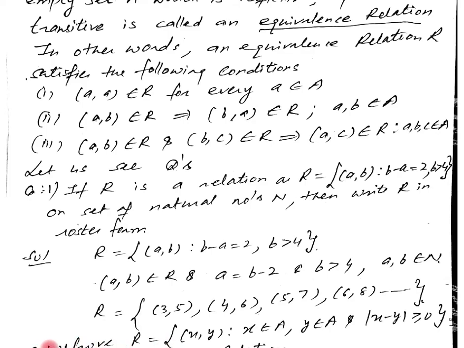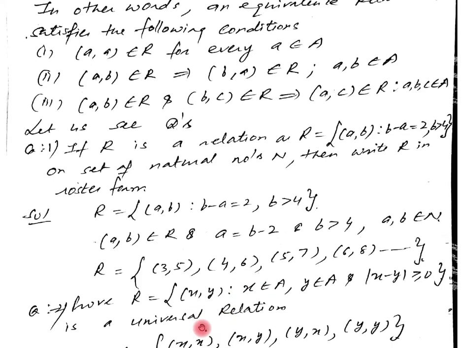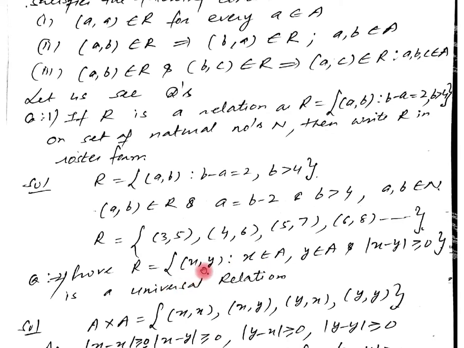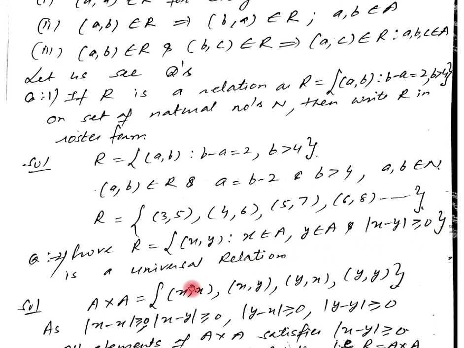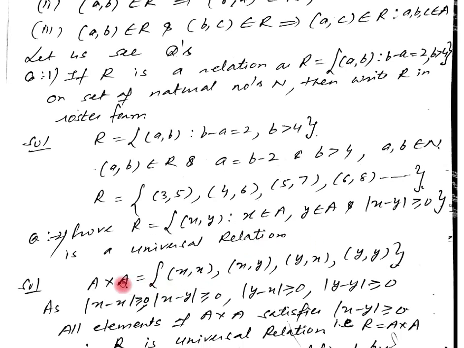Now the next question. Prove that R given by {(x, y): x belongs to A, y belongs to A, and modulus of x minus y greater than or equal to 0} is a universal relation. Universal relation means the largest relation. It means all the elements belonging to A must be related with themselves as well as with all the other elements. So now here, A cross A.